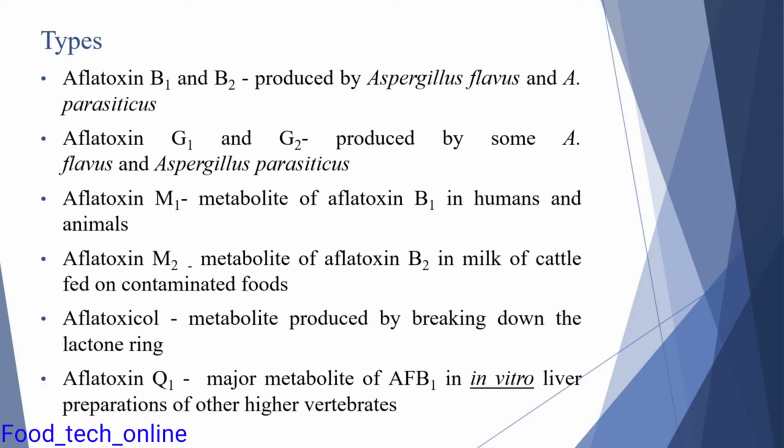Next one is the aflatoxin M1, which is the metabolite of aflatoxin B1 in humans and animals. So, aflatoxin M1 is the metabolite of the aflatoxin B1 present in humans and animals. Next, after M1, aflatoxin M2. They are also metabolites of the aflatoxin B2 in milk of cattle fed on contaminated food. So, first B1 and B2, next G1 and G2, M1 and M2 are the metabolites of aflatoxin B1 and aflatoxin B2 respectively.